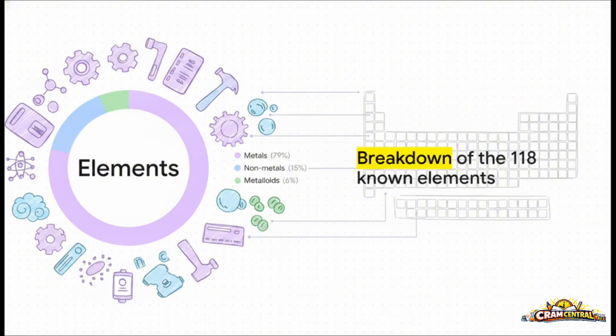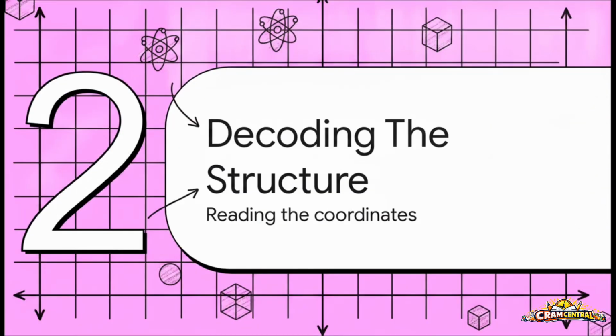As you can tell, the vast majority, 93 of them to be exact, are metals. Then we've got 18 nonmetals, which includes things you're super familiar with like oxygen and nitrogen. And rounding it out, we have 7 metalloids sitting right in the middle. Moving right along to Section 2, decoding the table's structure. Let's figure out how to read these coordinates.